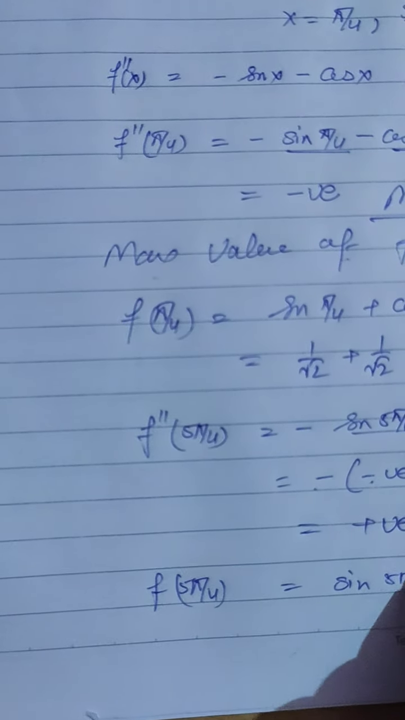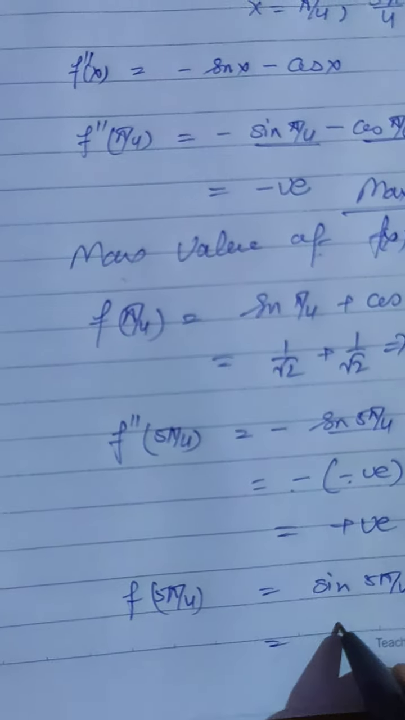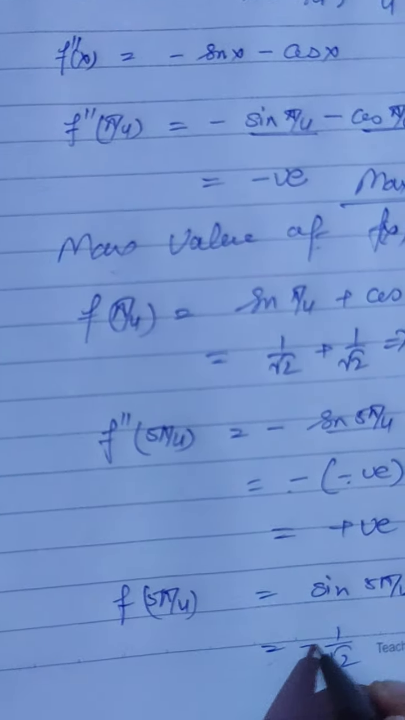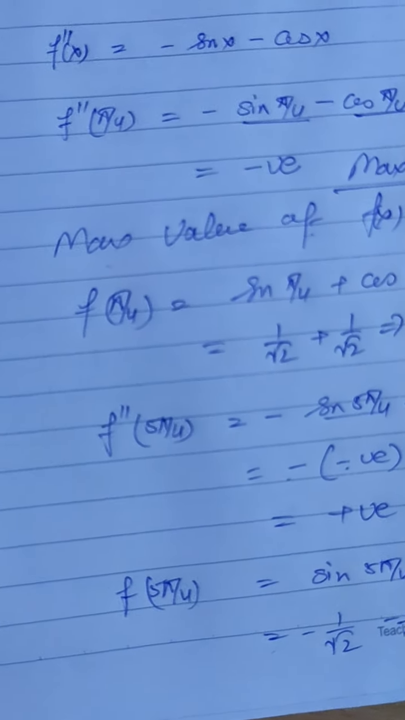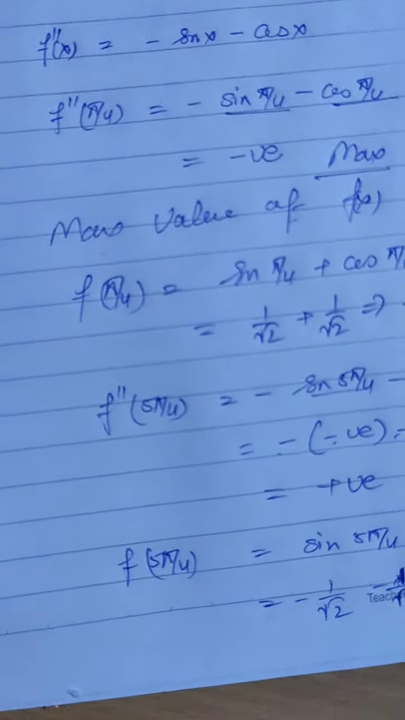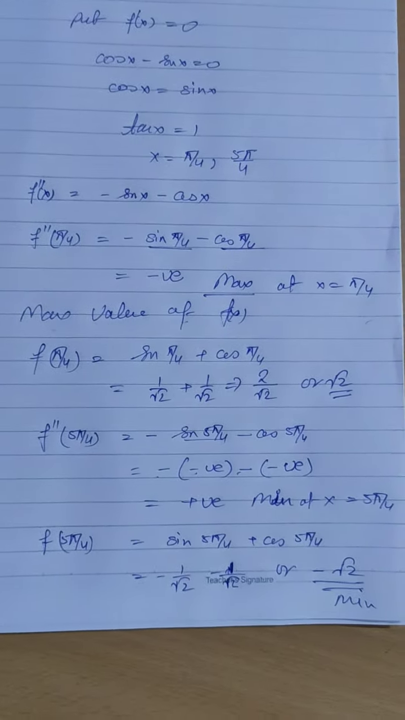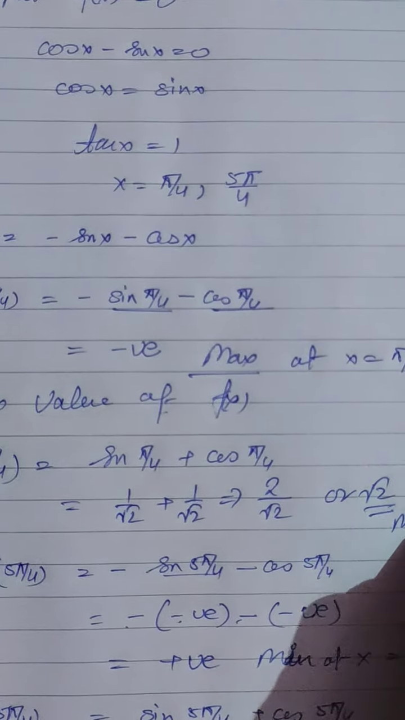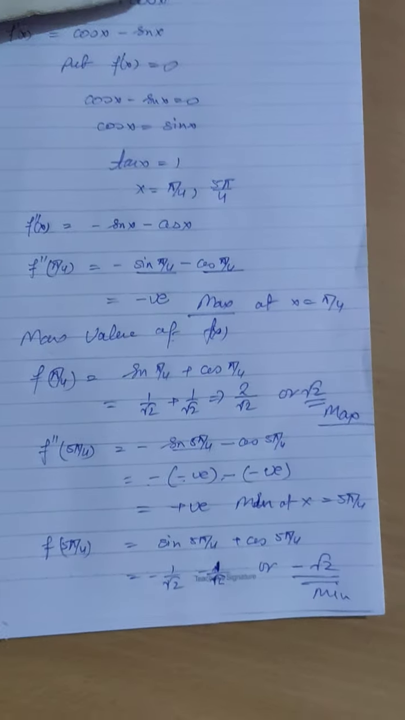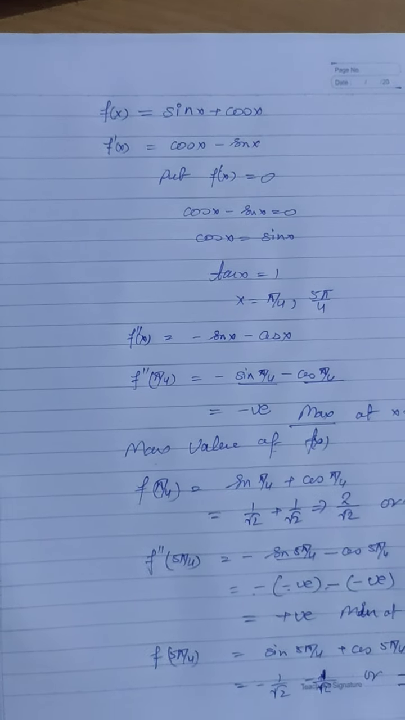The function is sin x plus cos x, so sin 5 pi by 4 plus cos 5 pi by 4 will give us minus 1 by root 2 minus 1 by root 2, or minus root 2. So the minimum value of the function will be negative root 2 and the maximum value of the function will be positive root 2. Like this way we could calculate, and this is one of the concept making questions.